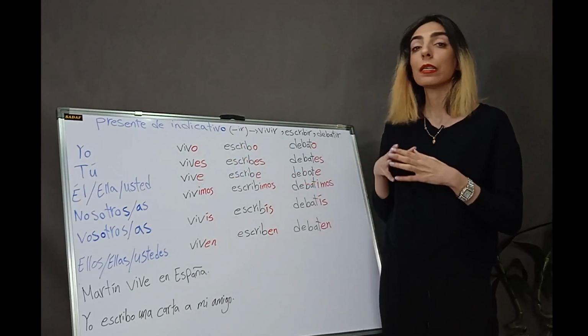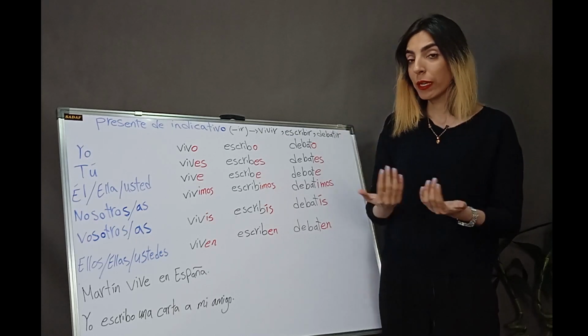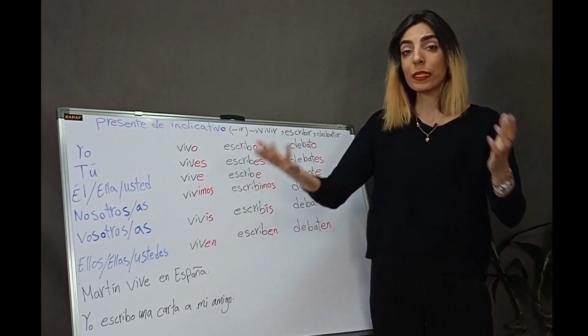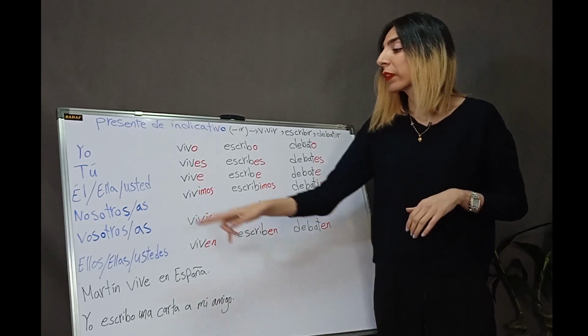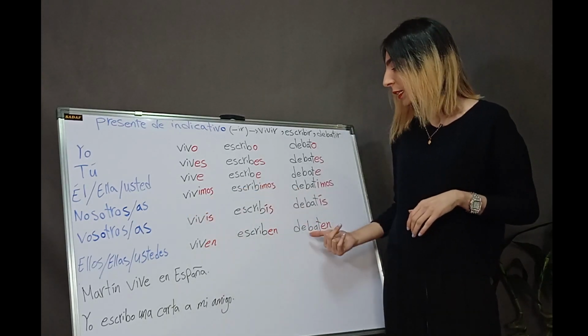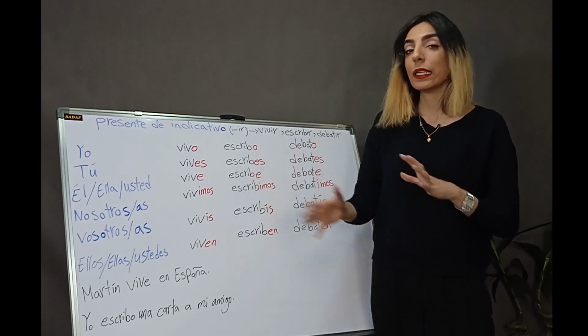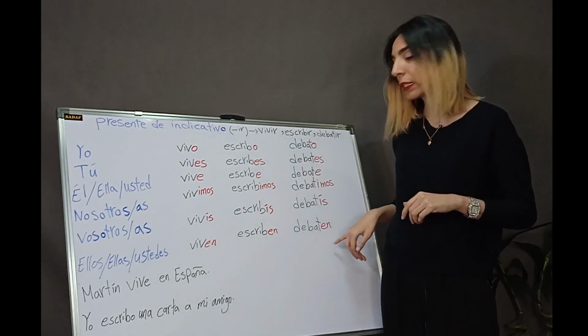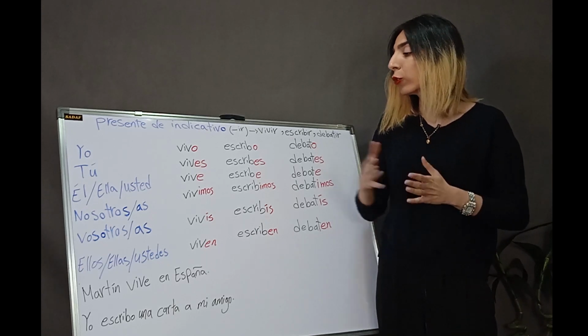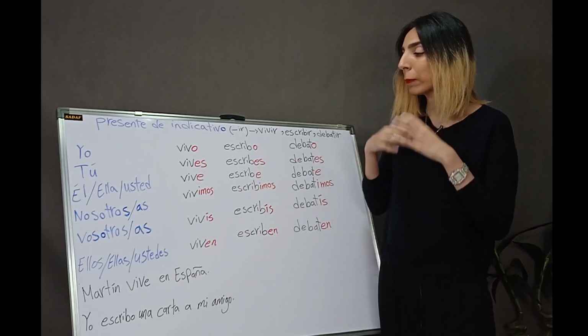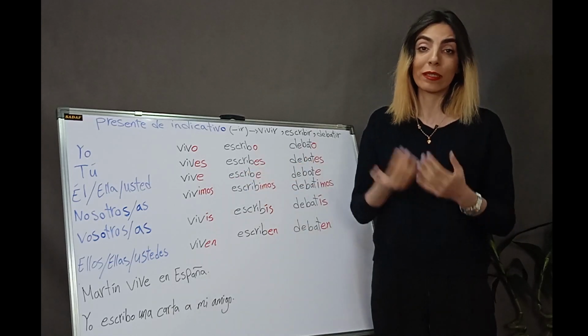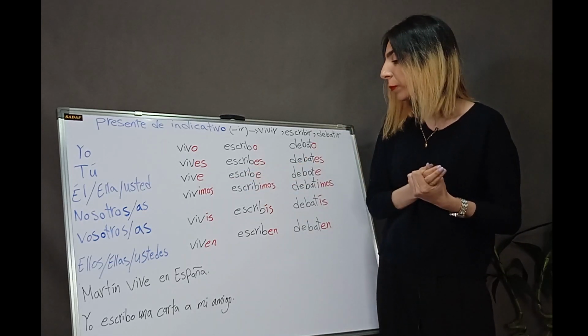Nosotros, nosotras debatimos, we debate. Vosotros, vosotras debatís, you debate, plural form. Ellos, ellas debaten, they debate. Ustedes debaten, you debate, the formal form and plural form of vosotros, vosotras.